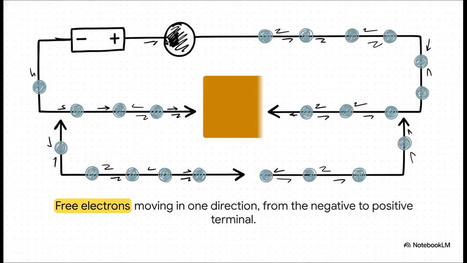Well, inside a conductor like a copper wire, some electrons aren't really attached to their atoms. We call them free electrons. When you connect a power source, it's like it gives these free electrons a giant shove, forcing them to march in one organized direction. That organized march is the electric current.